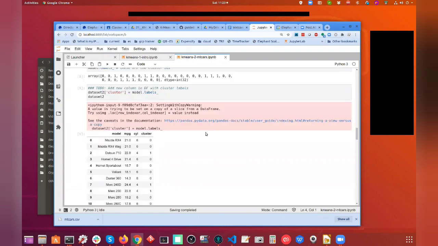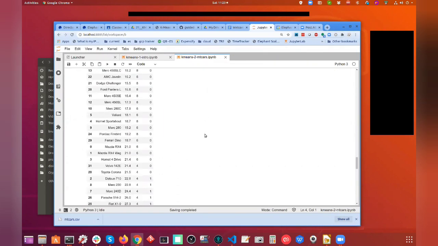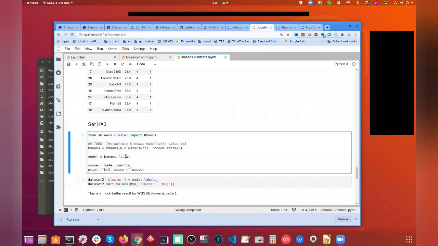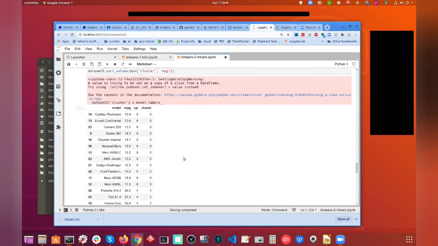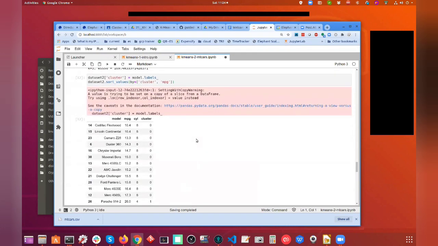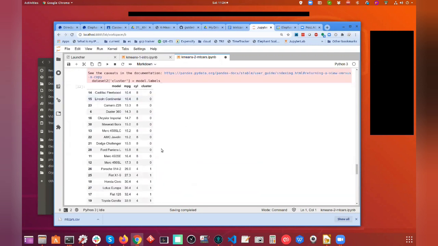Now you're going to increase the K a little bit more. So I say K3, and then print out the inertia. 169, you can see it's dropped pretty well. Again, same thing, let's look at the clusters. Now we have three clusters: 0, 1, 2. So let's look at cluster number 0.